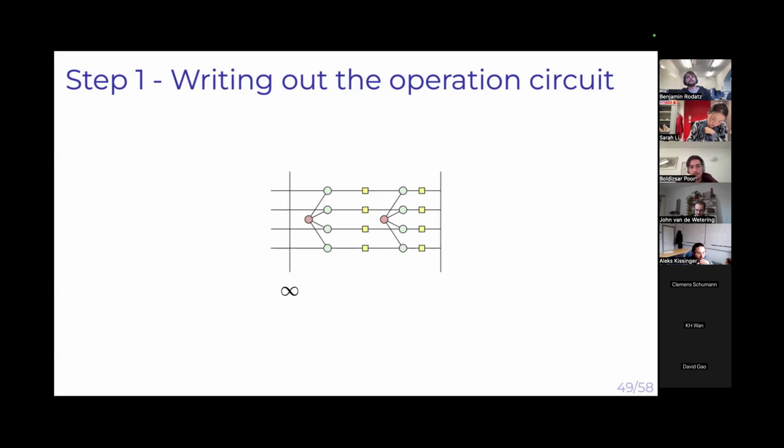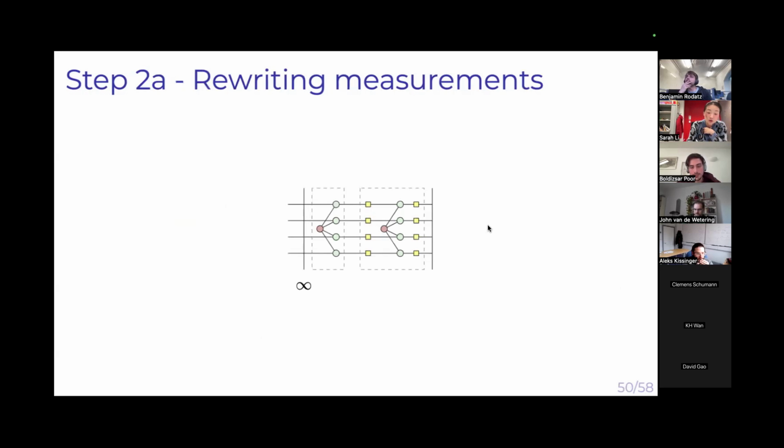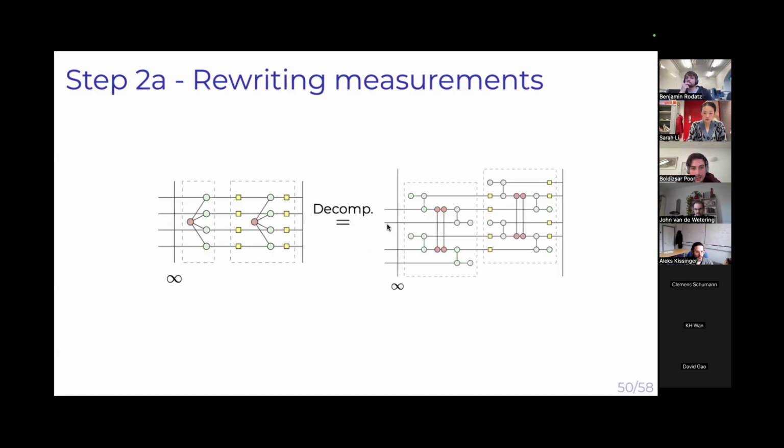And now let's look at a specific example. So this is the 422 code, the infinite repetition of this. So first what we do, we look at both of them individually. We rewrite them using the previous decomposition we have given.